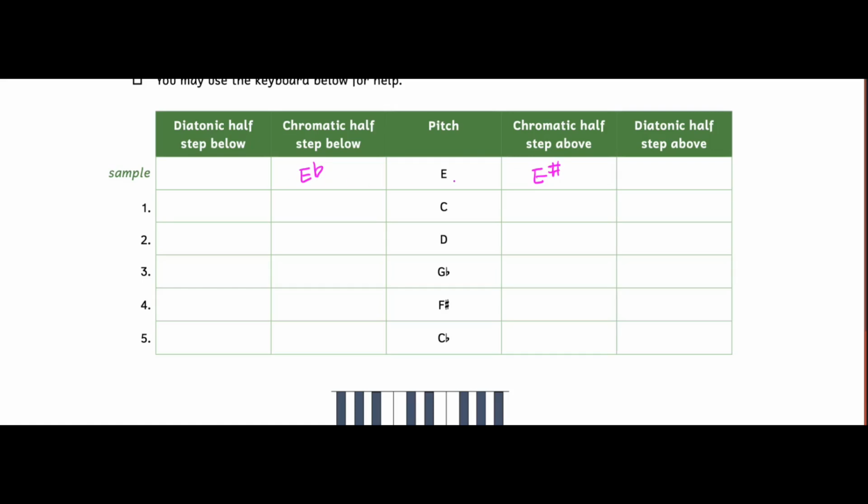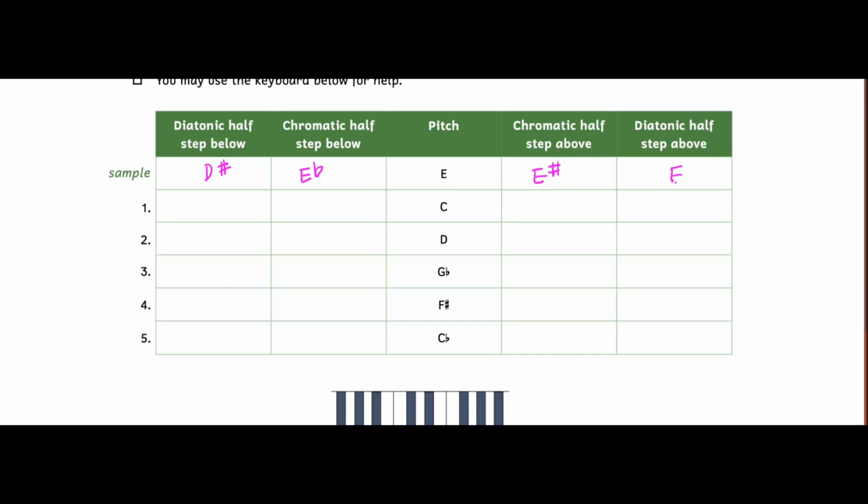Now for the diatonic half steps, we know they have to be different letter names. So the letter before E is D, and the letter after E is F, right? So we have D, E, F, like that. Okay, so a diatonic half step below E is going to be D sharp. And a diatonic half step above E is going to be F.